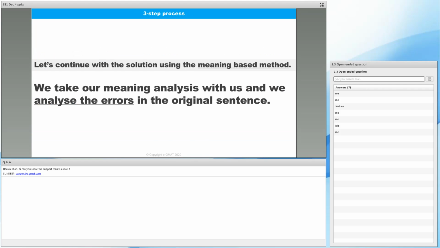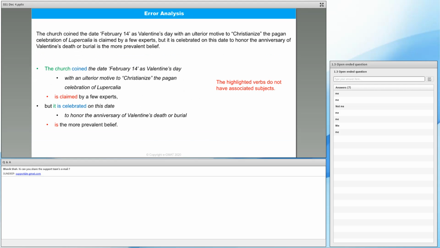So let's carry on with this approach. Let's figure out the errors over here. One thing you would really see is that these highlighted verbs in red don't have a subject. This sentence has a subject-verb error. What is claimed by a few experts? We don't know. Why? Because this subject, the church, is mated to this coin. It is made it to, is celebrated, but "is claimed" and "this is" don't have corresponding subjects.